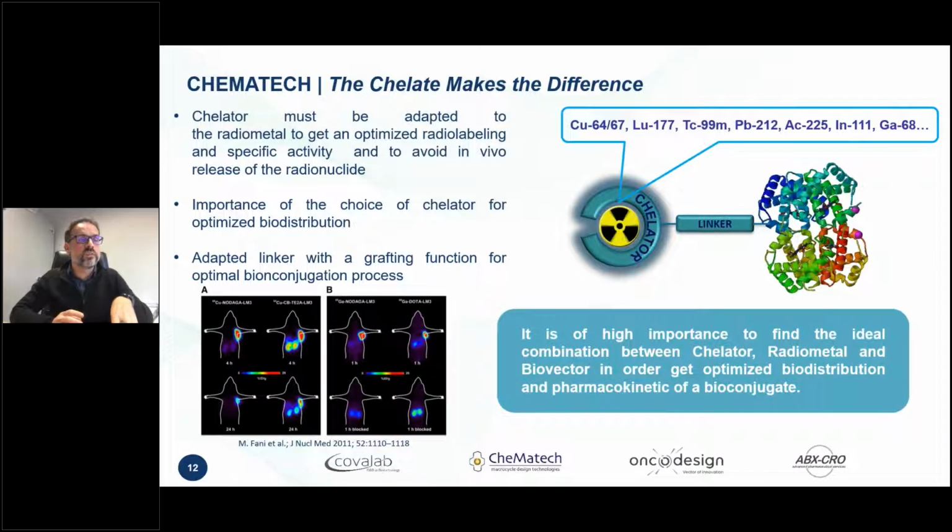So what I wanted to highlight here is that you cannot treat and optimize the different components of a radiotracer independently from each other. You have to find the ideal combination between the chelator, the radiometal, and the biovector in order to get optimized properties. And of course, at CheMatech, we have the expertise to assist our clients in the choice of the most adapted chelators.